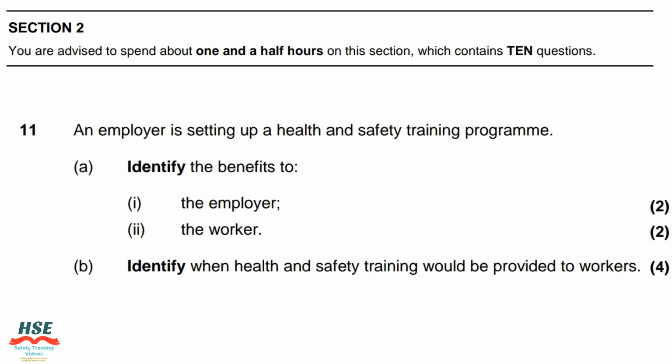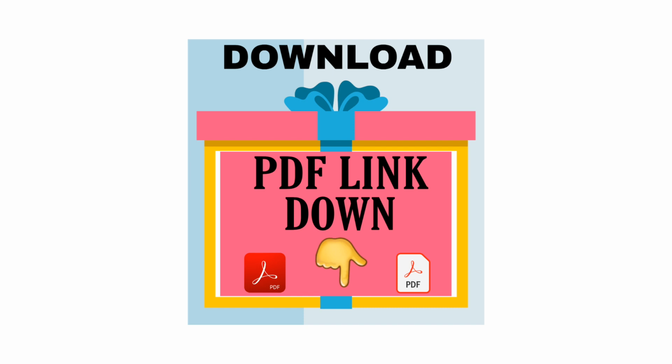11. An employer is setting up a health and safety training program. A. Identify the benefits to 1. the employer. 2 marks question. 2. The worker. 2 marks question. B. Identify when health and safety training would be provided to workers. 4 marks question.